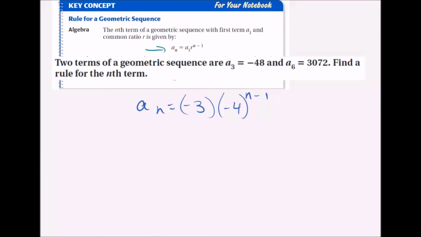So now that we have this equation, we can solve for anything it tells us. Like if it tells us find a sub 14, all we're going to do is plug in 14 for n and see what a equals when n is 14.